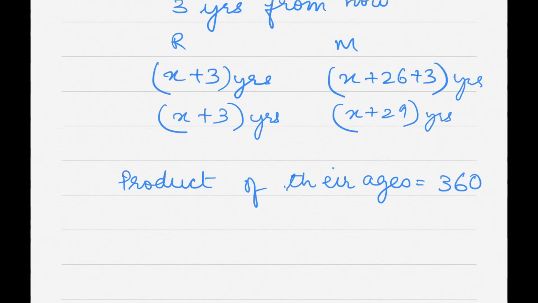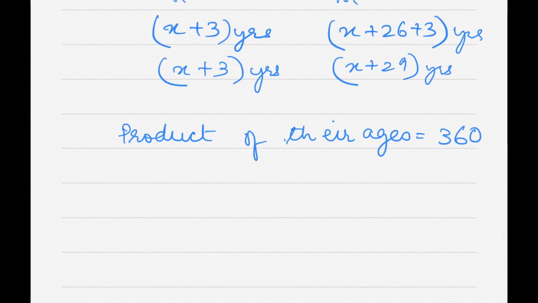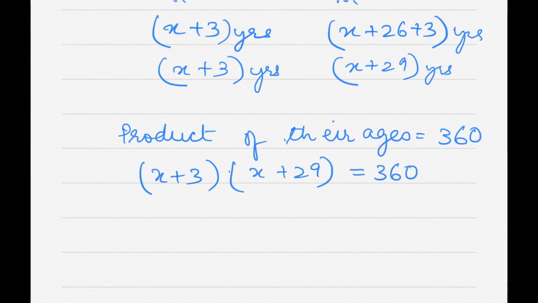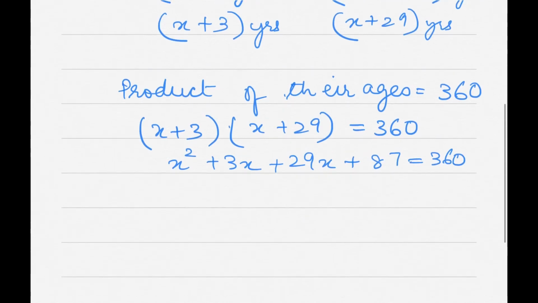Correct? Now we will just find the product. So (x + 3)(x + 29) = 360. Now let's multiply binomial into binomial. So x² + 3x + 29x + 87 = 360. Okay, now let's bring 360 to this side.